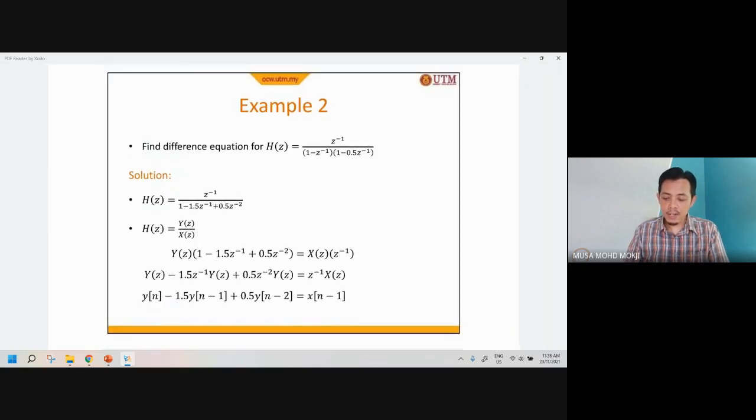Okay, let's move to another example. So this is example 2. Find the difference equation for each H(z). What we have here is a little bit different in form. This is in factorized form, where we have z to the power of minus 1 divided by 1 minus z to the power of minus 1, and then multiplied by 1 minus 0.5 z to the power of minus 1.